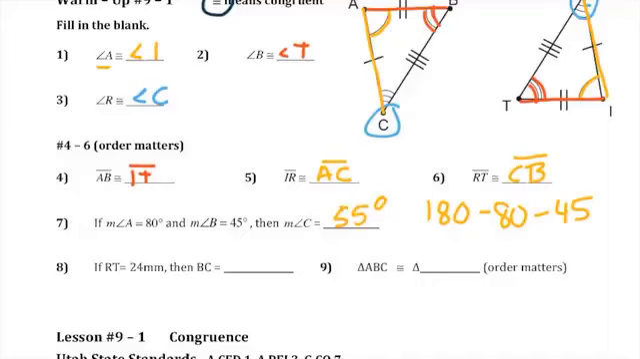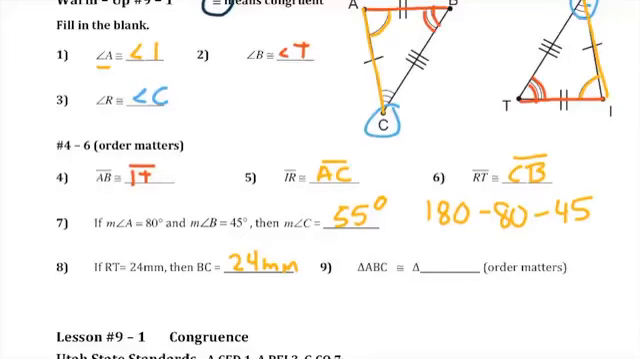Number 8. If RT is 24 millimeters, then BC equals what? Well, let's see. RT is congruent to CB or BC, that's the same segment, so it would be the same length, which means it's 24 millimeters. Remember, congruent means the same shape and size, so they're both line segments and they have the same length.